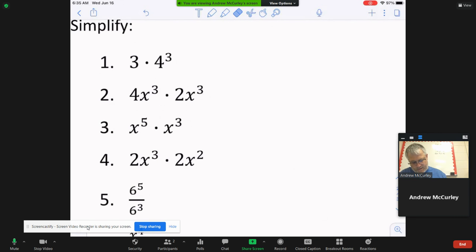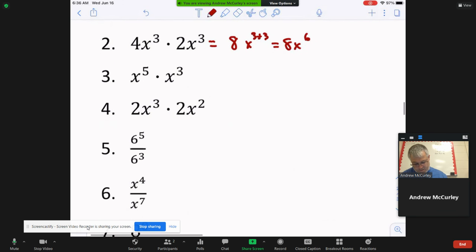This one here looks a lot like product rule to me. We're multiplying straight across. Don't forget to multiply the coefficients. 4 times 2 is 8. X to the 3 plus 3, so that is 8x to the 6th. Kind of a product rule. Here's a quotient rule. This always starts in the numerator, so it's going to be 6 to the 5 minus 3. That's going to be 6 squared, 36, but we're talking about exponents, so I probably should have left it as 6 squared.